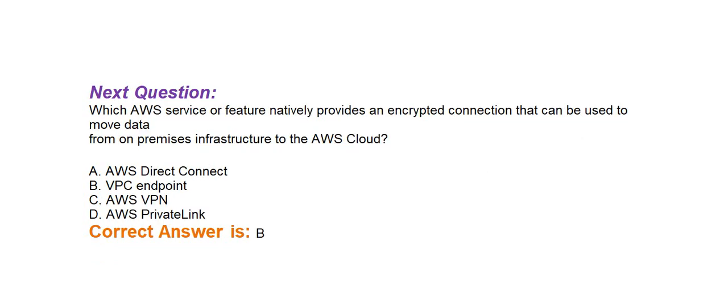Next question is, which AWS service or feature natively provides an encrypted connection that can be used to move data from an on-premises infrastructure to the AWS cloud? Option A, AWS Direct Connect. Option B, VPC Endpoint. Option C, AWS VPN. Option D, AWS PrivateLink. Correct answer is option B, VPN Endpoint.